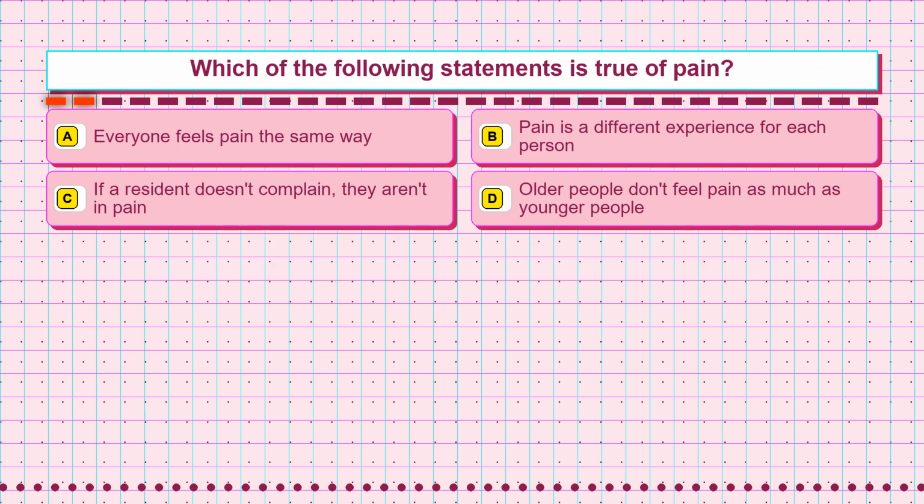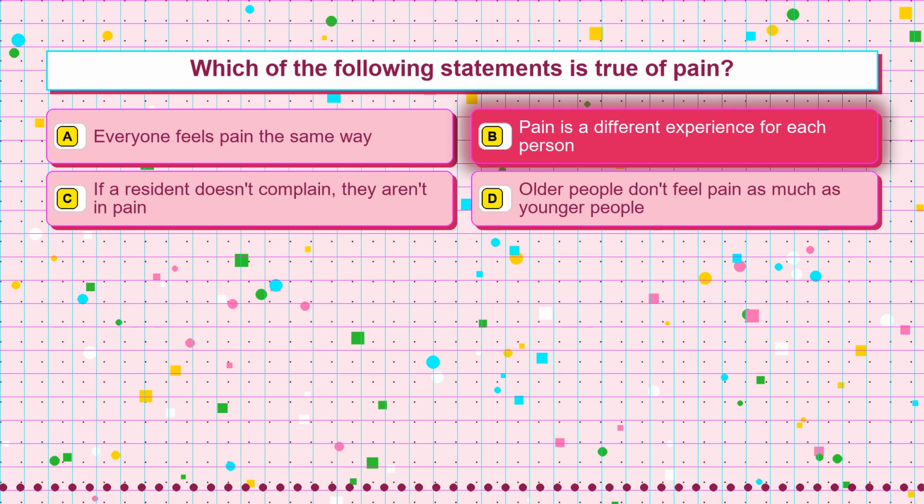Question 18. Which of the following statements is true of pain? Option A, everyone feels pain the same way. Option B, pain is a different experience for each person. Option C, if a resident doesn't complain, they aren't in pain. Option D, older people don't feel pain as much as younger people.